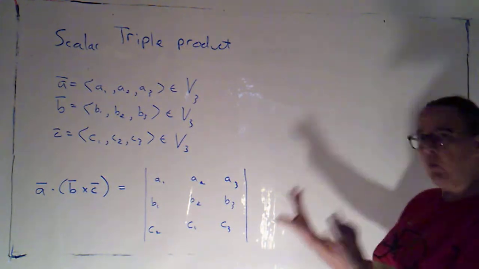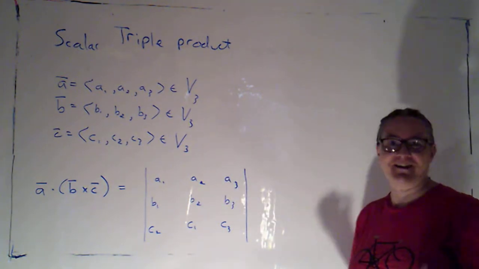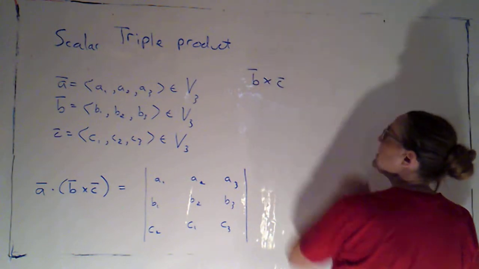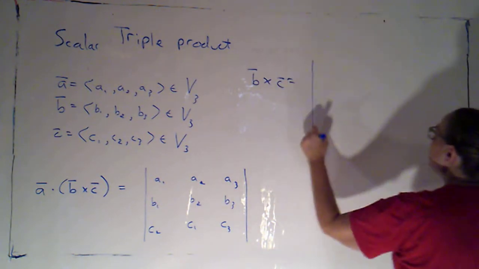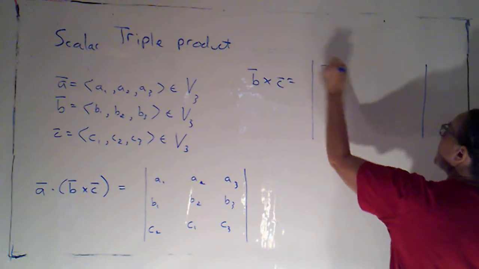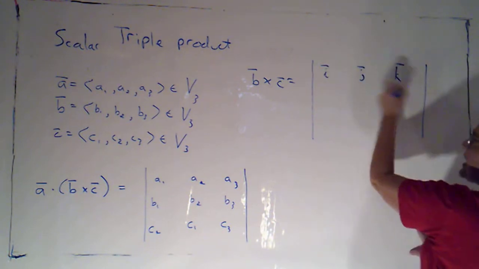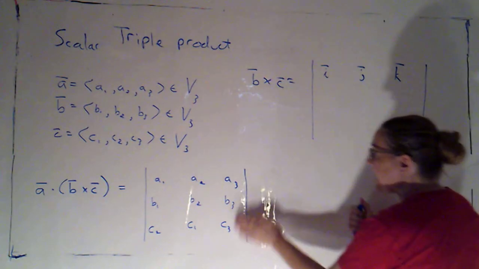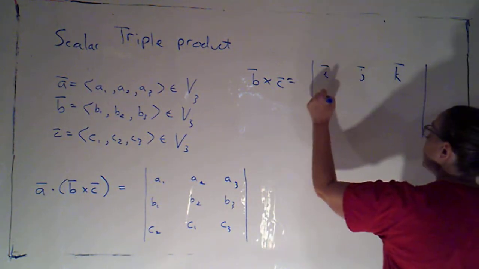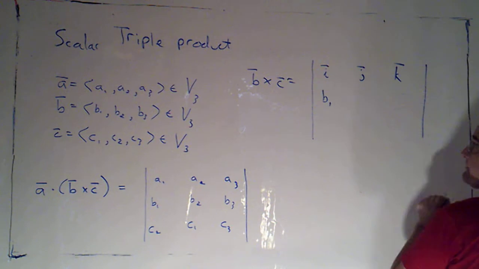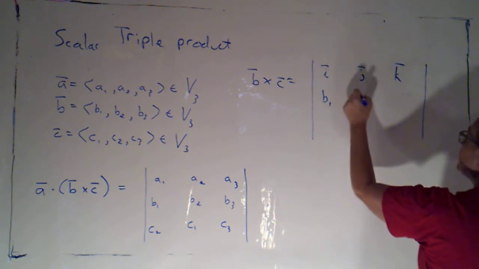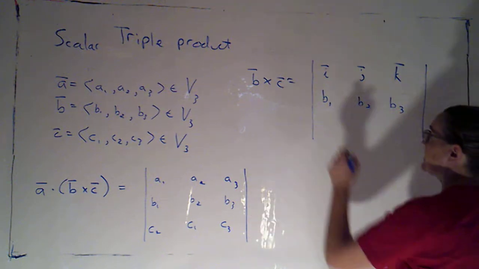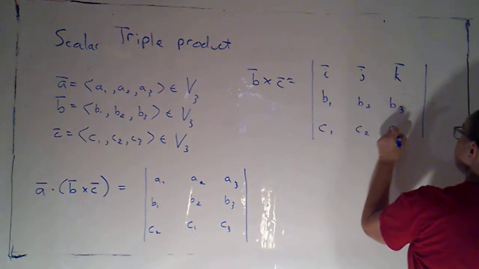Now let's take a look at why these are equivalent definitions. If I were to take a look at the cross product, B cross C, that would be a symbolic determinant where the first row I would have I, J, and K instead of the components of A. But the second and third rows of this symbolic matrix would just be the vectors B and C. So they'd be exactly the same as the second and third rows of the matrix that I have right here.